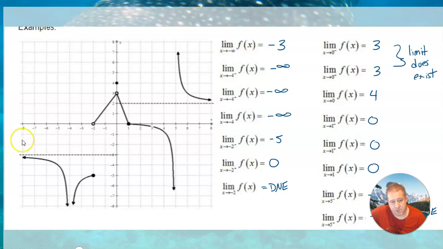Now, the limit as x approaches negative infinity means left-hand end behavior. So that means we're approaching on the x-axis, we're going to the left infinitely. Well, that's approaching a height of -3. So remember, the limit is always going to be the height that it's approaching.